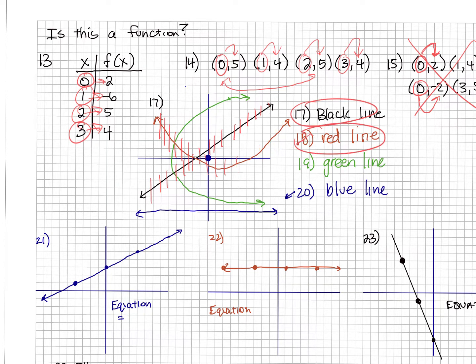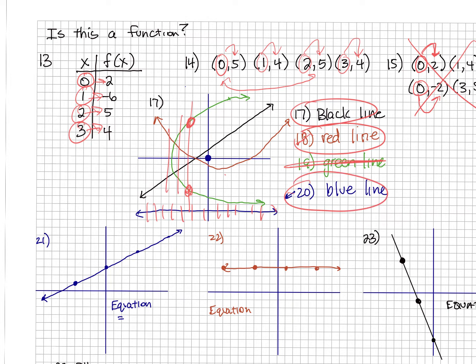It is a function. Green line, if I try to make straight up and down lines, oh, I hit the green line there and I hit the green line there. So no, that fails. The green line is not a function. The blue line, let's see, the blue line's down here. The blue line's fine. Blue line is a function.